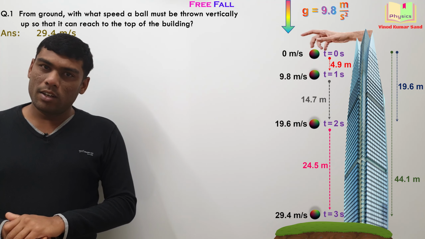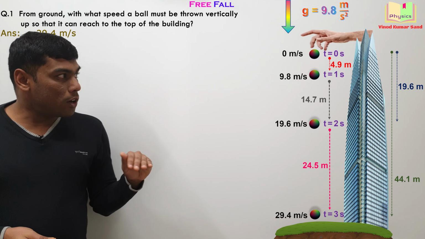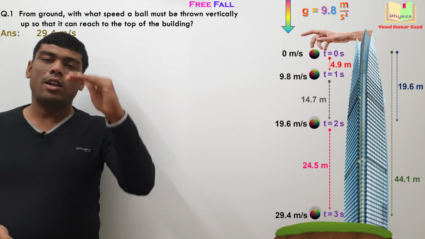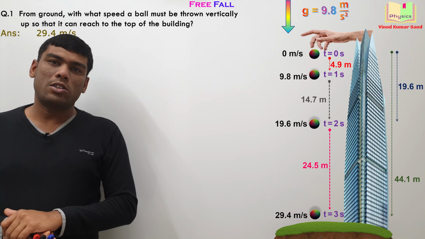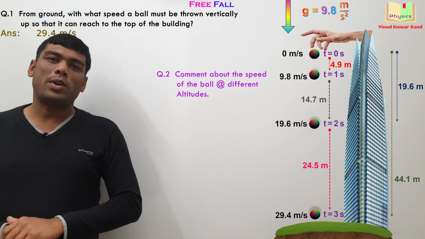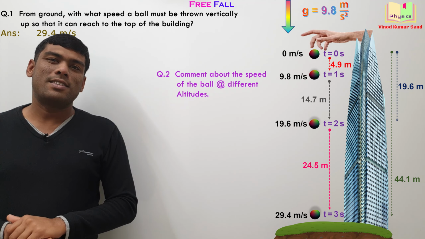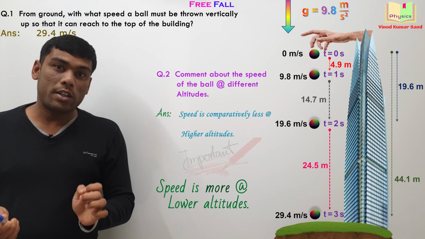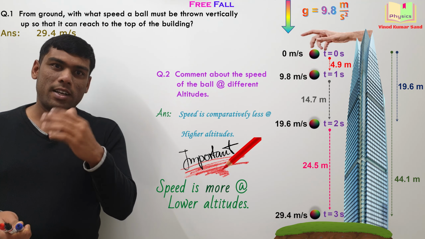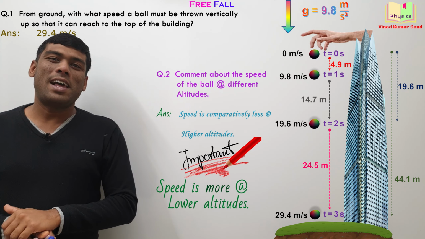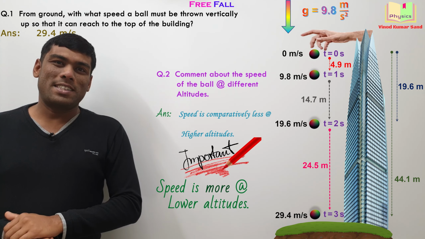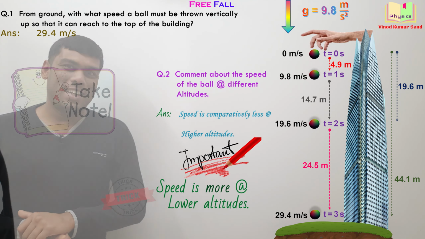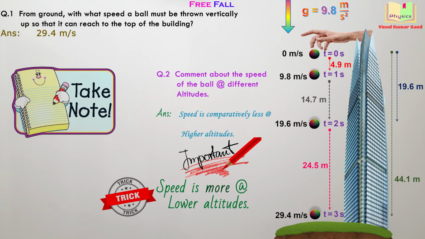And the second good conceptual question: if you compare the speed of the ball at the lower altitude and the higher altitude with respect to the ground, what can you comment about the speed? Correct. In such questions, the speed of the ball is always more at the lower altitudes. This is a super trick in solving many questions. It will help us out. For example, let's take the next question. Note it down.